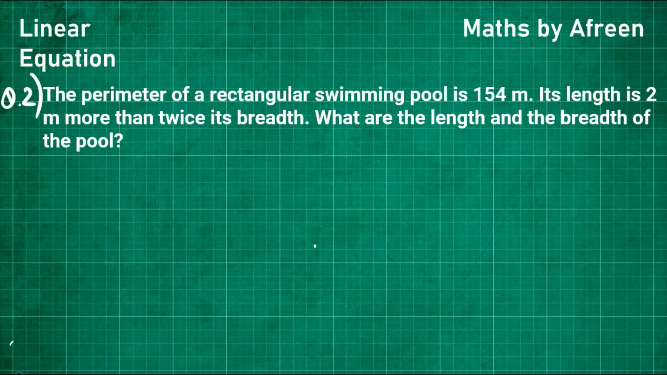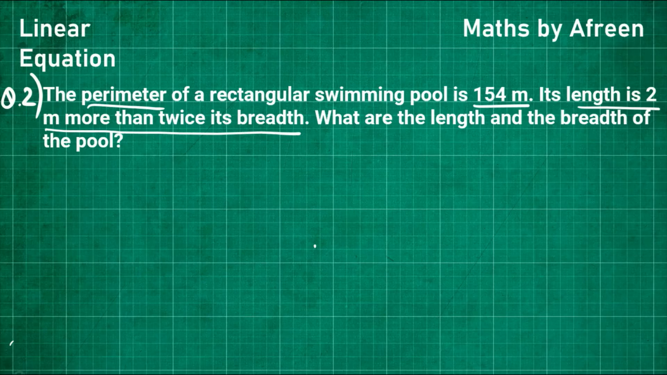Our second question says that the perimeter of a rectangular swimming pool is 154 meter. Its length is 2 meter more than twice its breadth. What are the length and the breadth of the pool? First we will see what the given data is. Perimeter is given, 154 meter. Length is also given in terms of breadth, 2 meter more than twice its breadth. But breadth is not given. So our unknown value is breadth here.